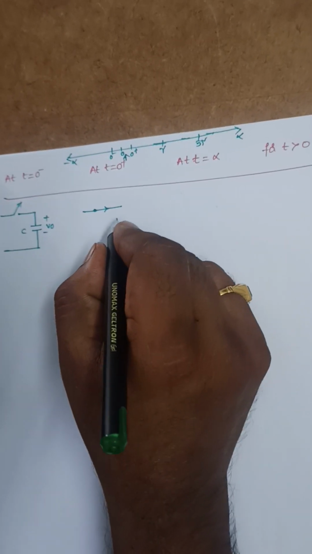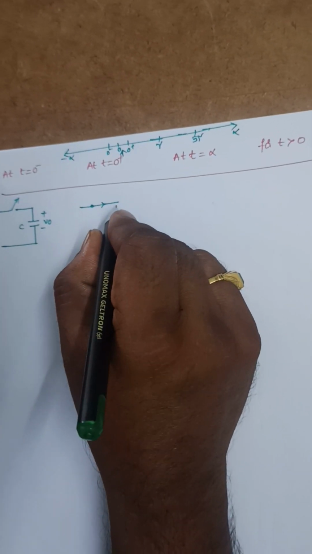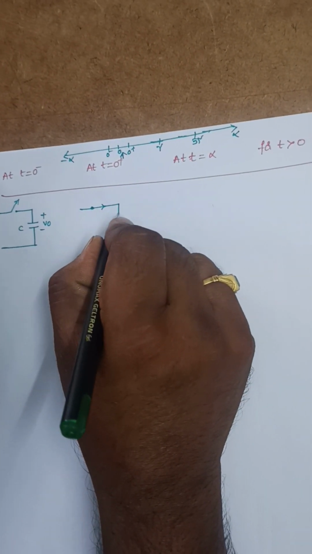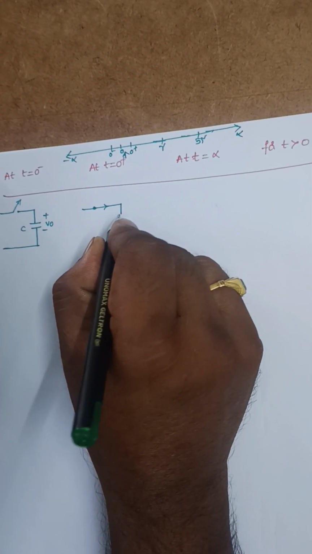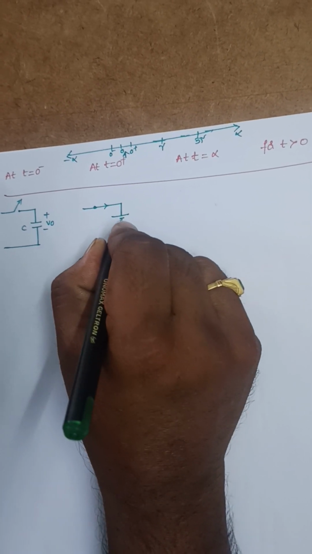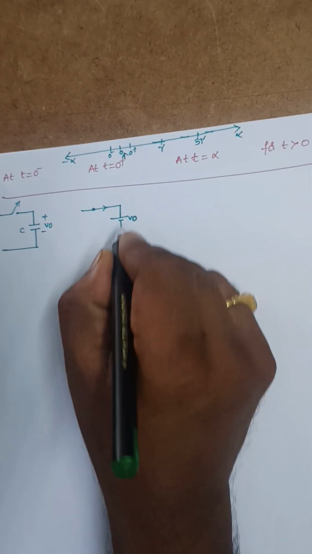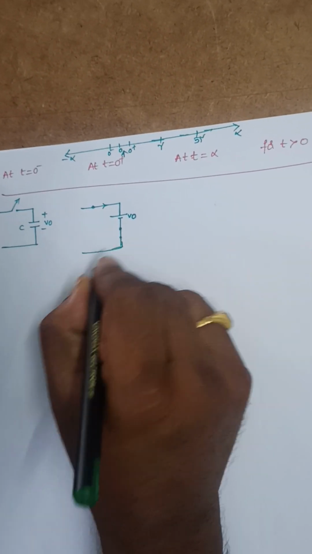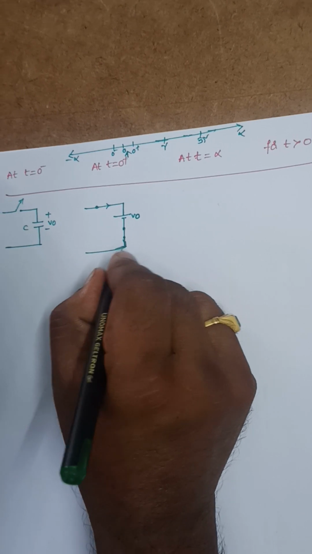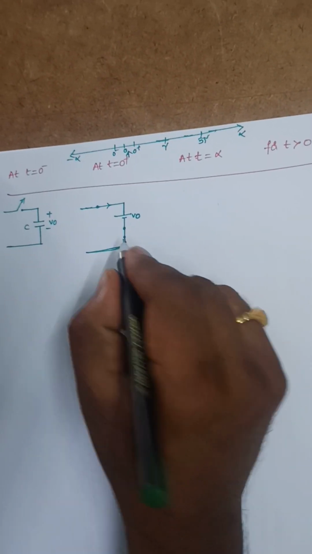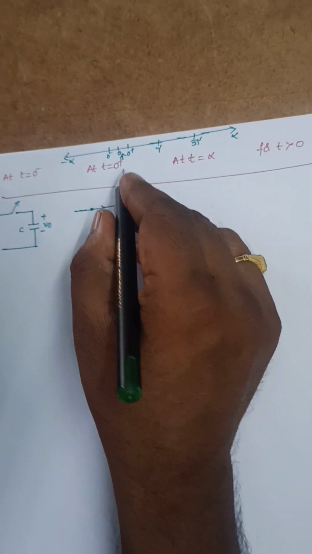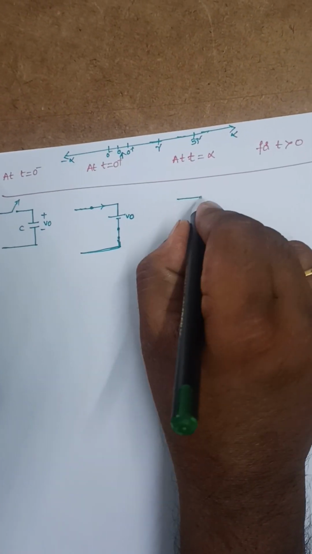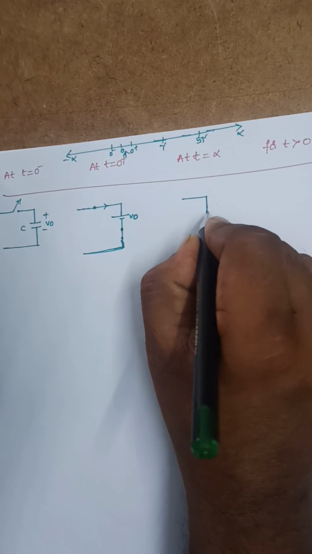and this capacitance will act like this. Initial voltage, I need to represent the initial voltage V0, and it will act as short circuit. This capacitor will act as a short circuit here at t is equal to 0 plus. Now at t is equal to infinity, this capacitor will act as open circuit.